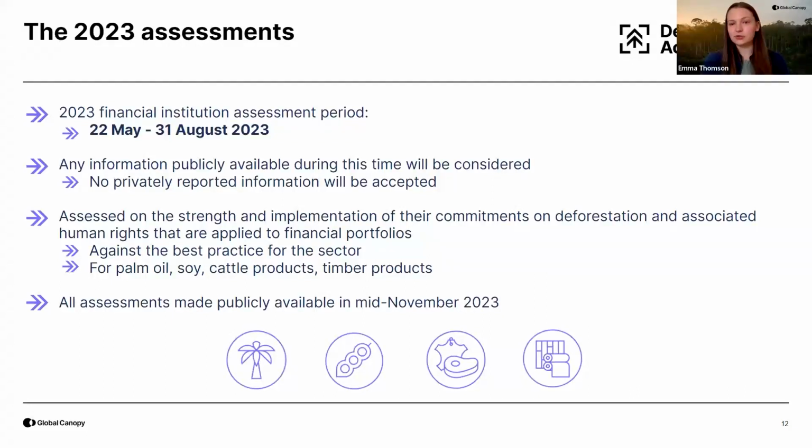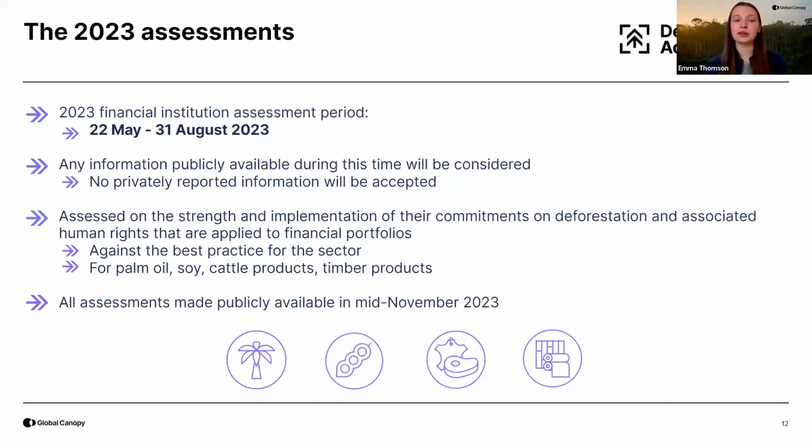The assessment period, as you should have been notified of in an email last week, began on the 22nd of May and will end on the 31st of August of this year. Any information that is publicly available on your websites during this time will be considered in your 2023 assessment. That could be anything from a formal policy document, a press release, a footnote in your annual report. If it indicates your position and your action on deforestation, conversion, or associated human rights abuses, we will review that as part of your assessment.